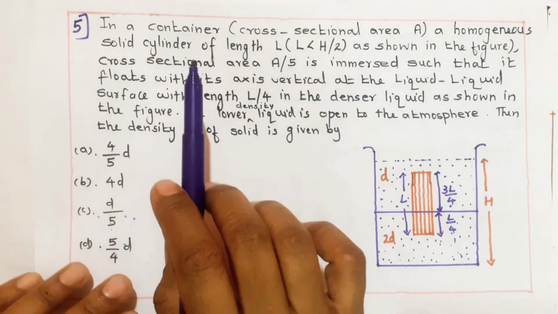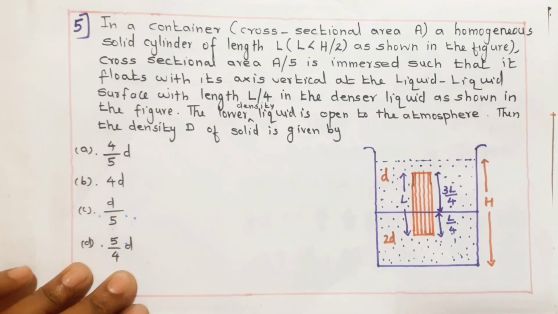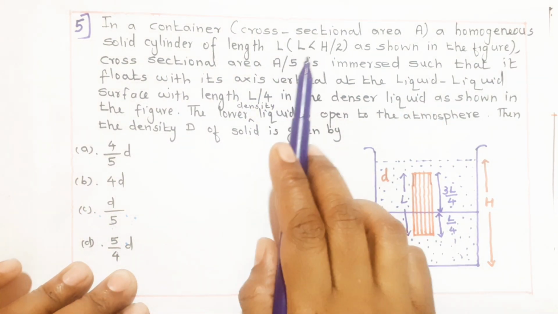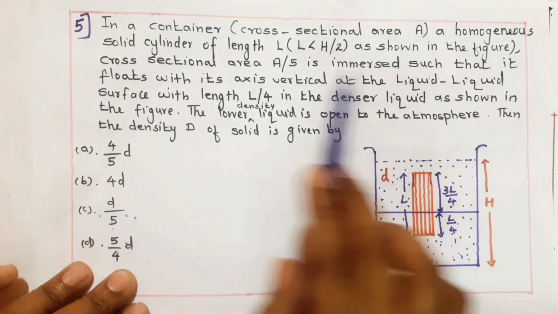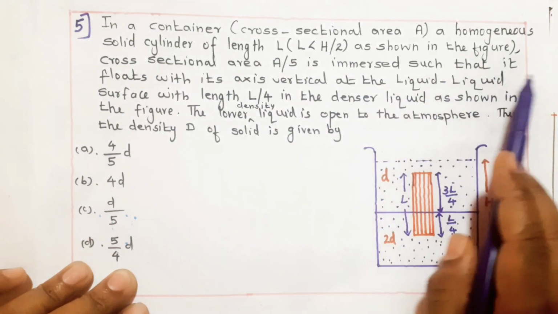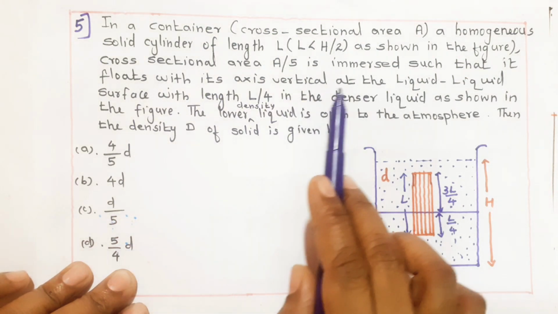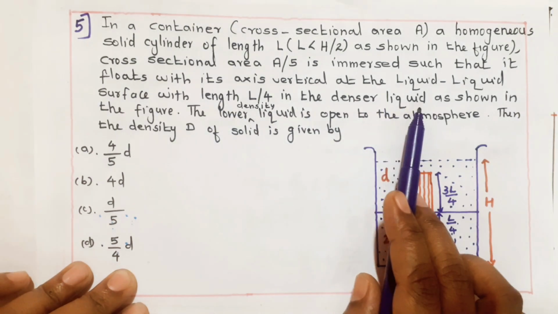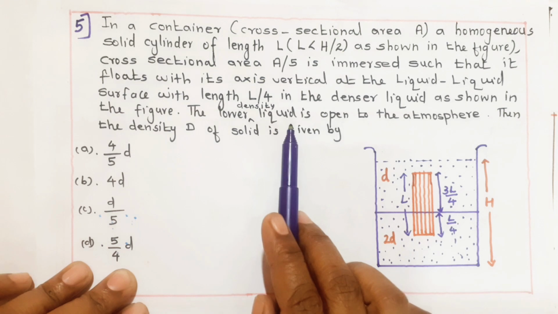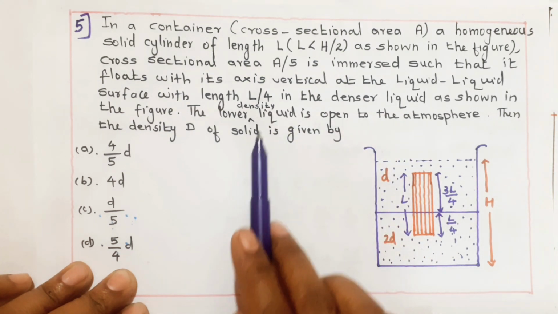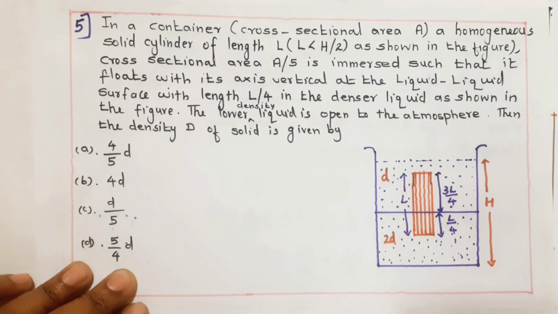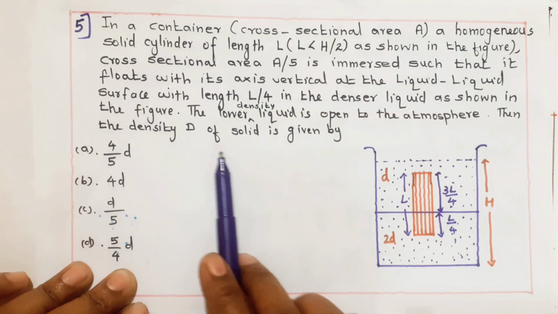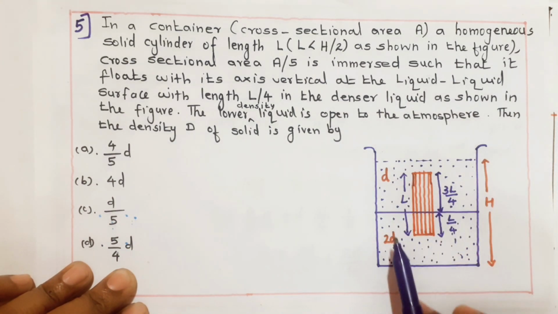See the question. In a container of cross-sectional area A, a homogeneous solid cylinder of length L, where L is less than h by 2, of cross-sectional area A by 5, is immersed such that it floats with its axis vertically at the liquid surface, with a length of L by 4 in the denser liquid as shown in the figure. The lower density liquid is open to the atmosphere. Then the density D of the solid is. See, this is the question.